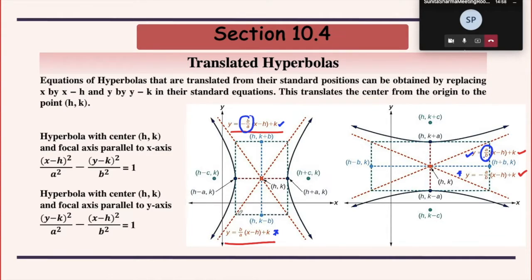Then passing through the corners of your rectangle, you will have the two asymptotes, the diagonals basically, which you extend to form the asymptotes, and then you can use them as your guiding lines to complete your branches of the hyperbola. Okay.